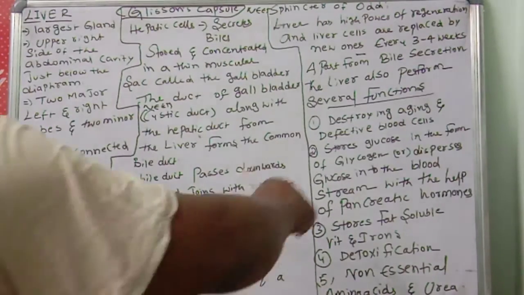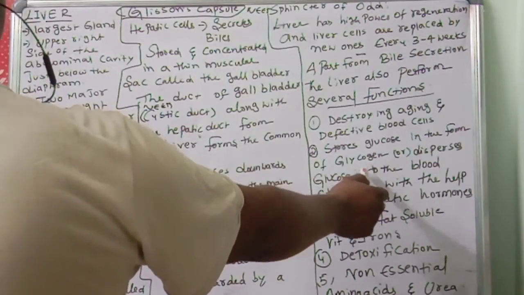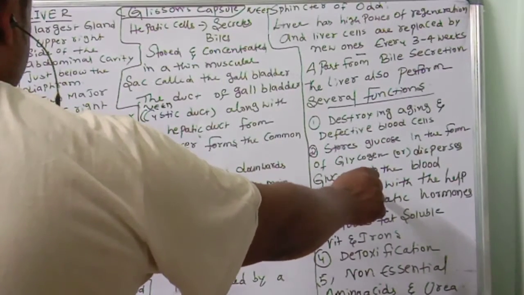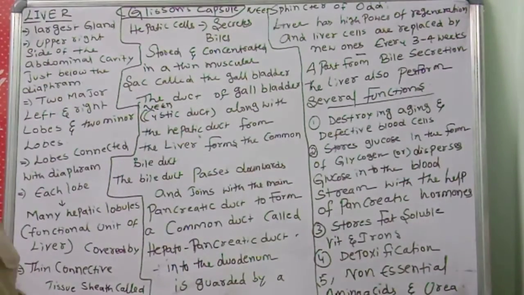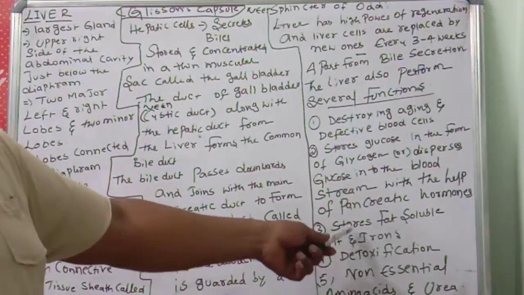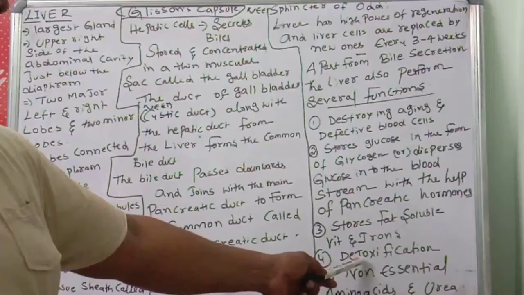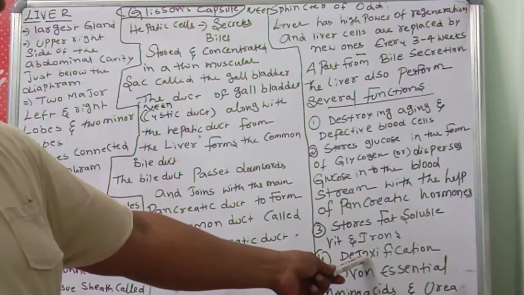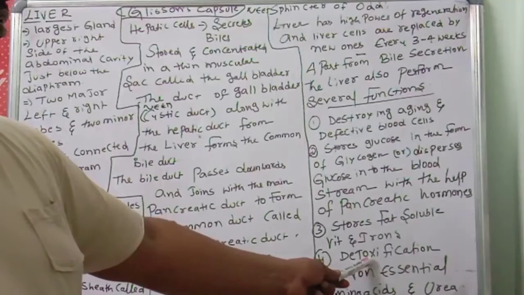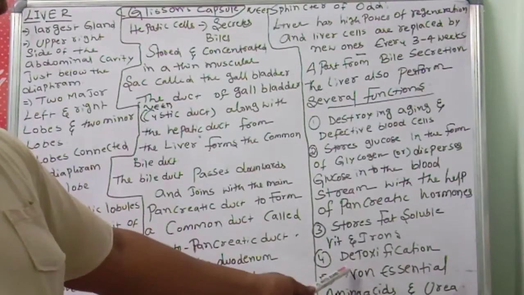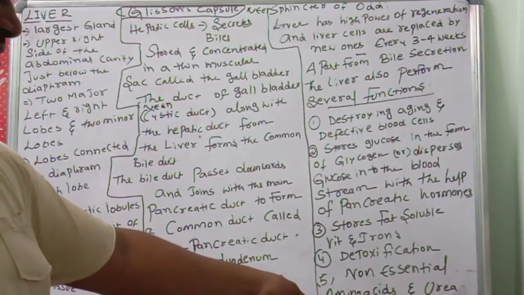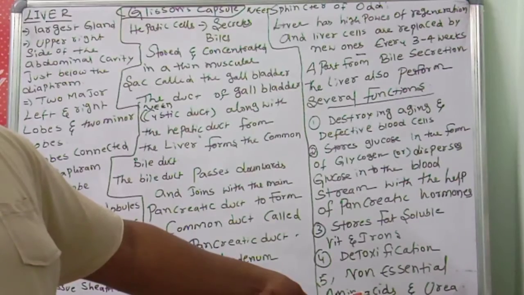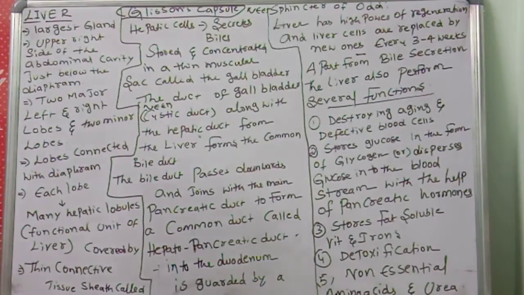So what is that? It stores the glucose in the form of glycogen and disperses glucose into the bloodstream with the help of which one? Pancreatic hormones. Next, it stores the fat soluble vitamins and irons, and detoxification. Suppose any toxic food we ate, detoxification takes place in the liver, and it is also helpful for the synthesis of non-essential amino acids and urea, not urine, urea.